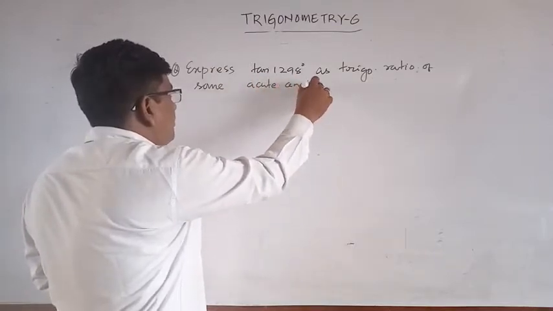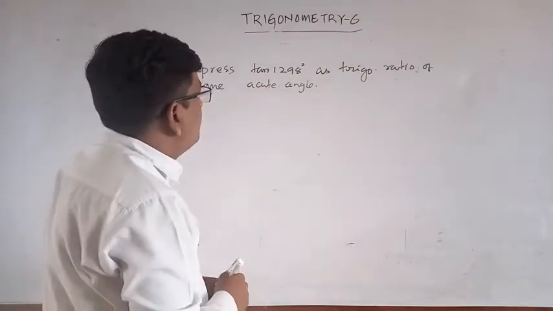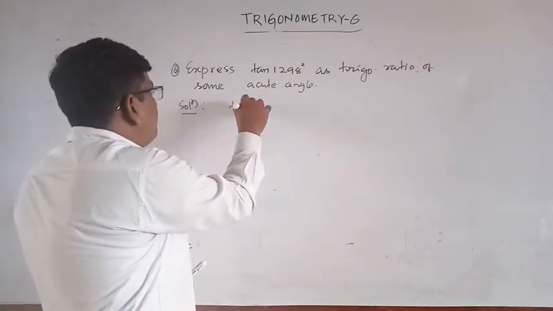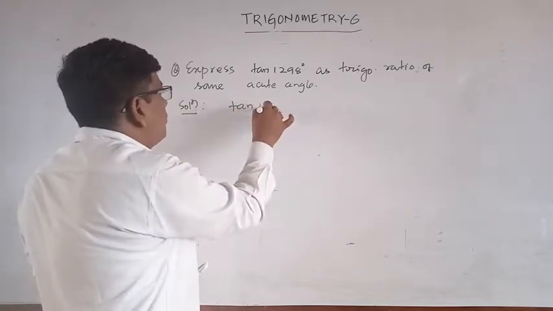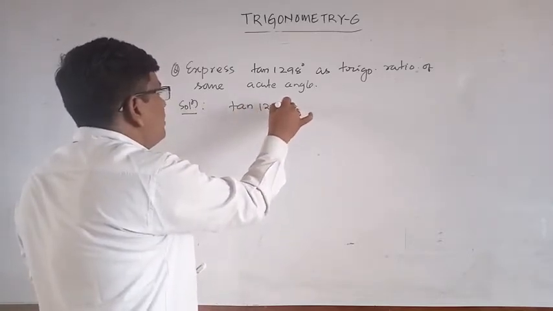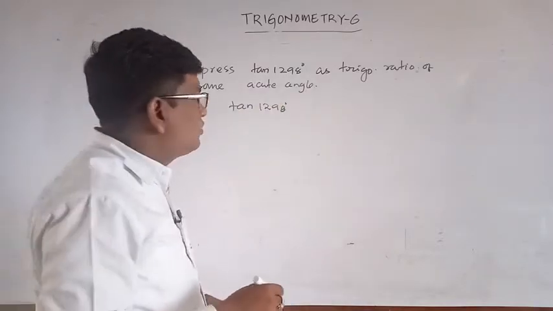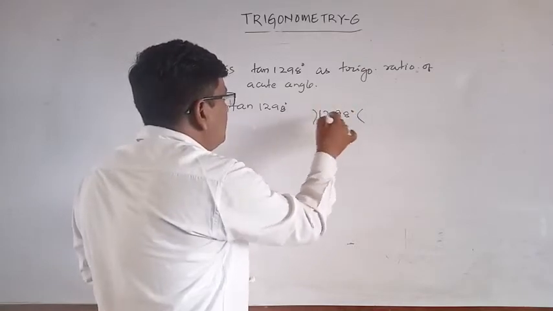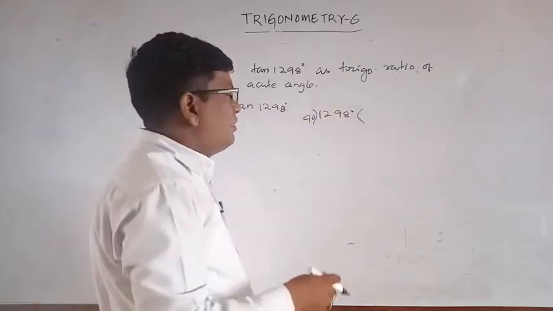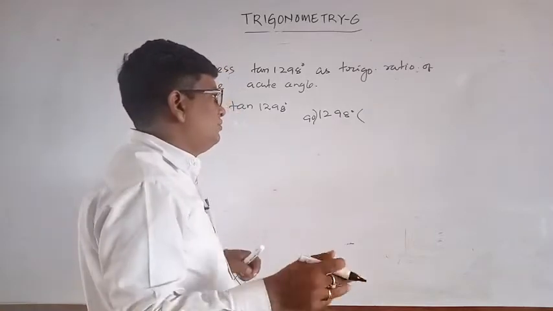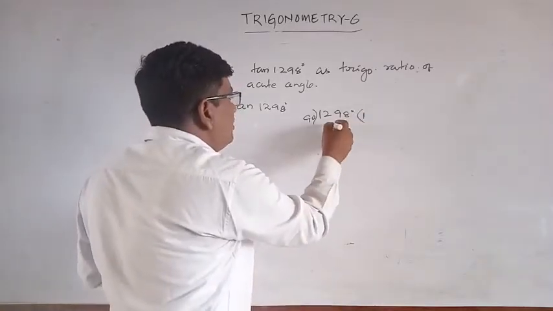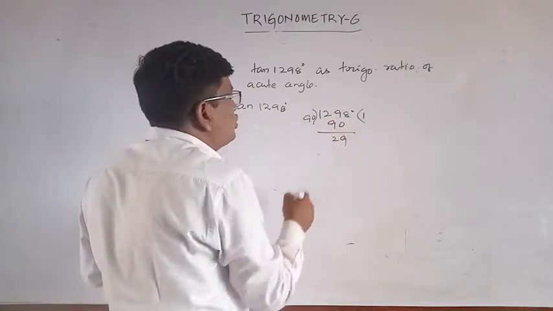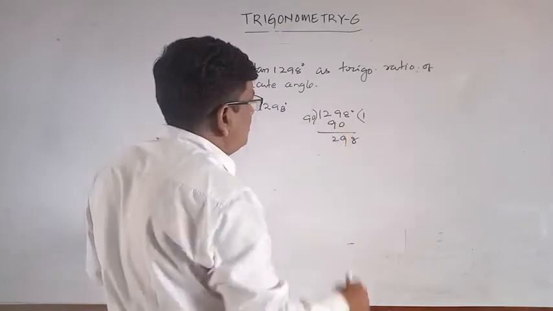Acute angle. Okay, so this is what? Same process. Solution: tan of 1298 degree. Tan of 1298 degree, that is 1298 degree divided by 90. You can divide by 90 or 180 or 360. So 90 ones are 90, this is 9, this is 2, and this is 8.